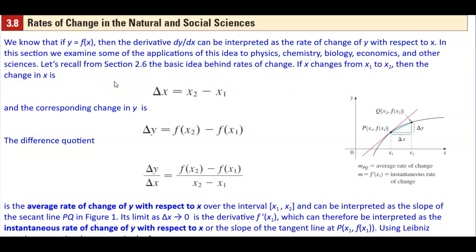Let's recall from section 2.6 the basic idea behind rates of change. If x changes from x1 to x2, as we can see in the graph here, then a change in x is going to be the following. Change of x is going to equal x2 minus x1. And the corresponding change in y is f of x2 minus f of x1.